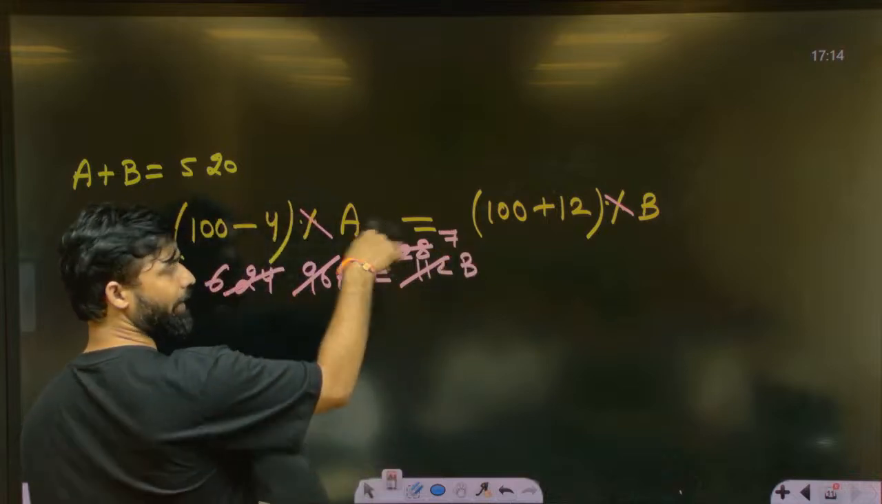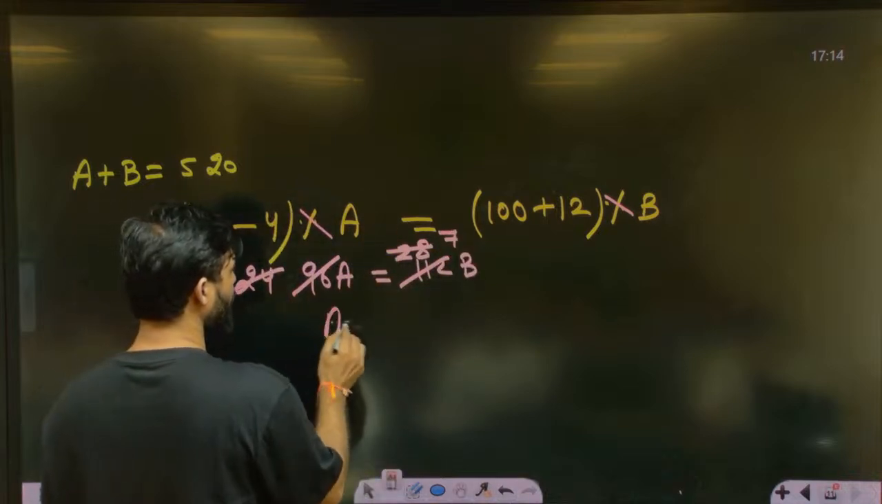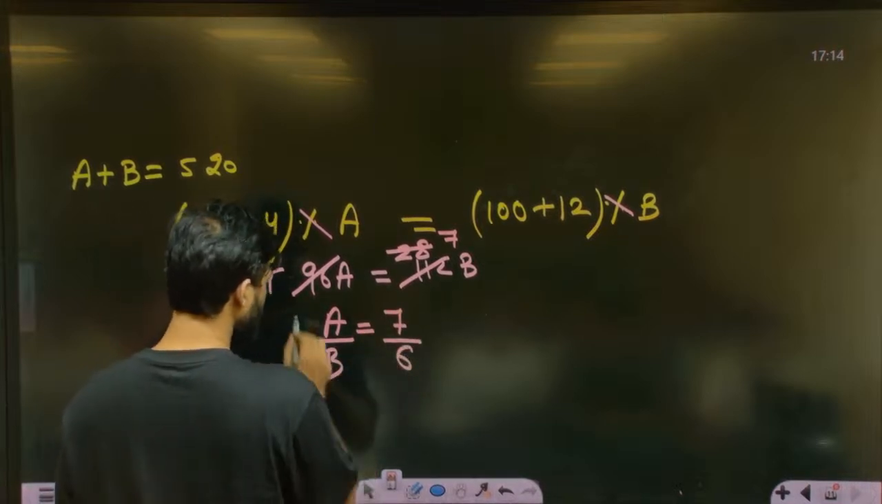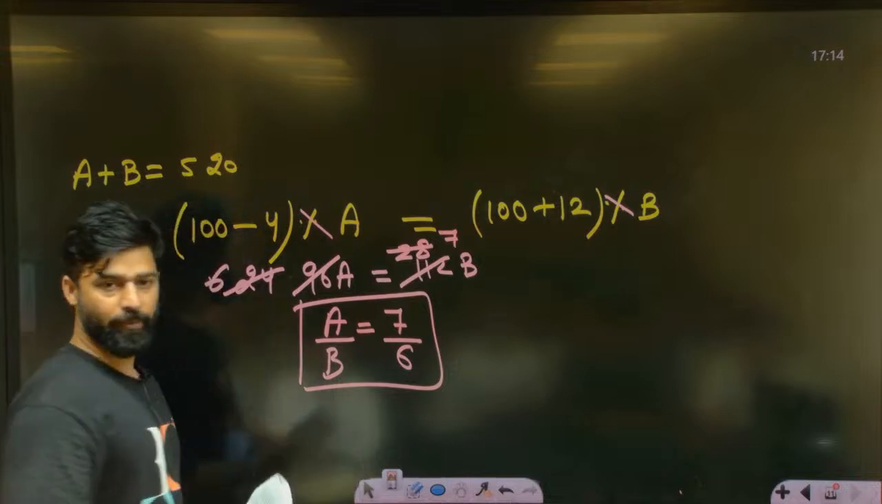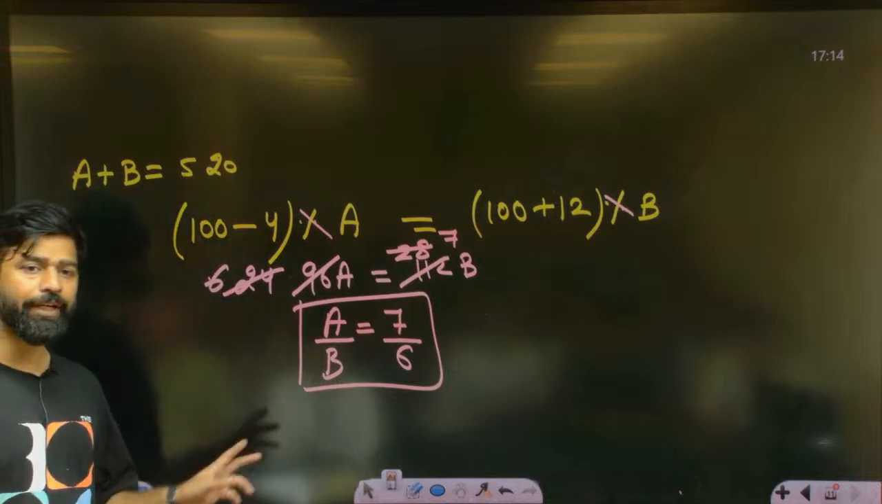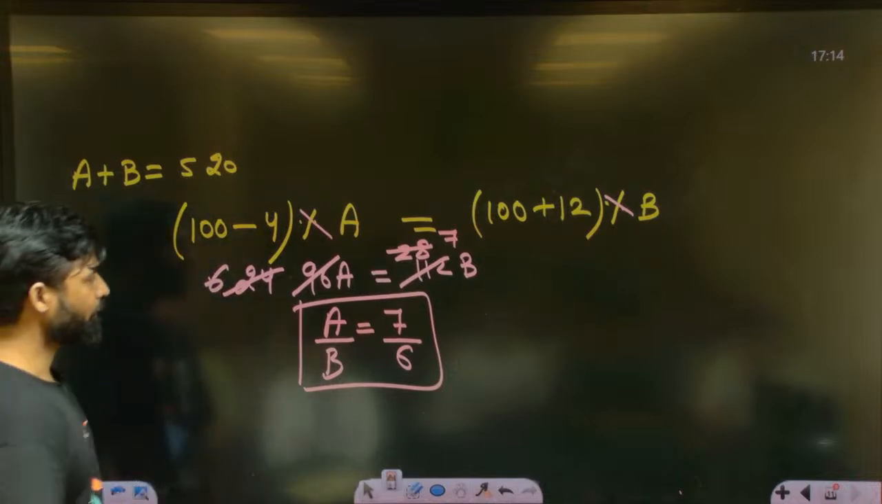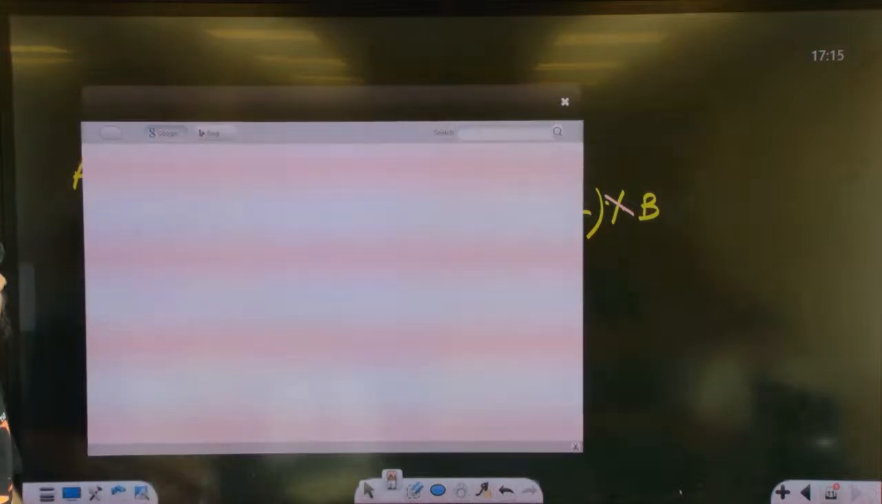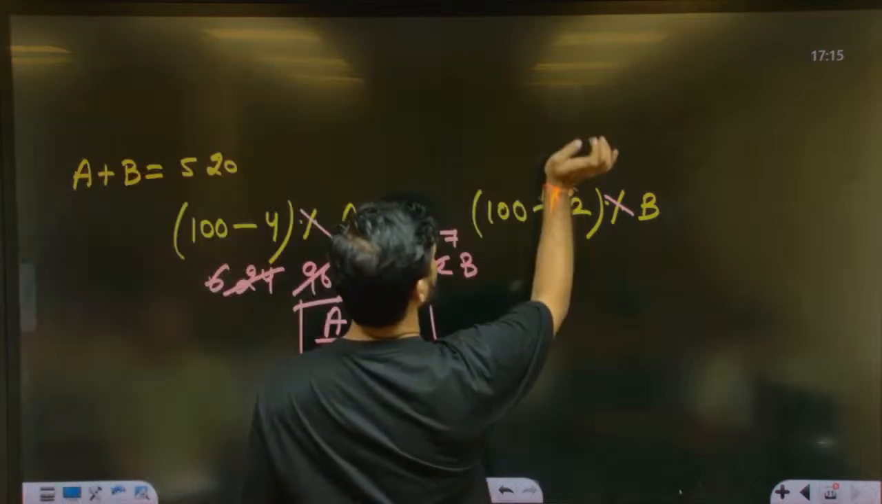So this is 6A equals 7B. Let's take A and B together, so this is 7 and 6 will be here. Any problem in this? If you want to read it, you can read it like, if A is 7 units, B must be 6 units.